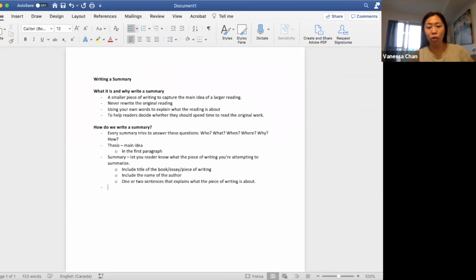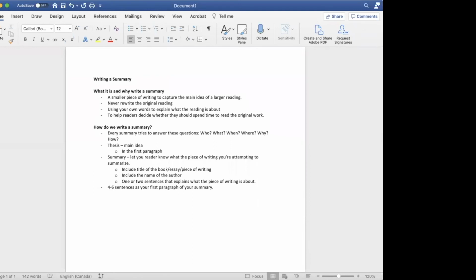So all of these points are really talking about the first paragraph alone. And if you follow all of these pointers, you'll end up with anywhere between 4 to 6 sentences as your first paragraph of your summary. Any questions so far?